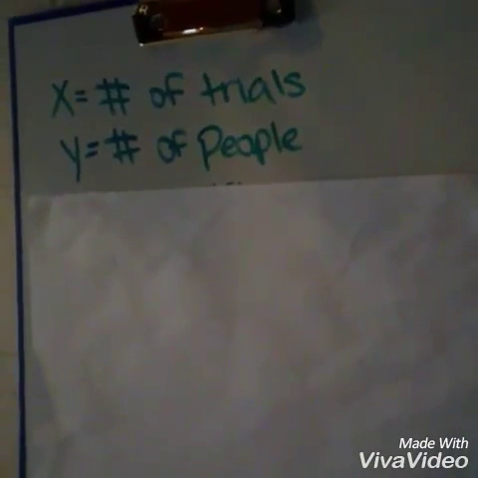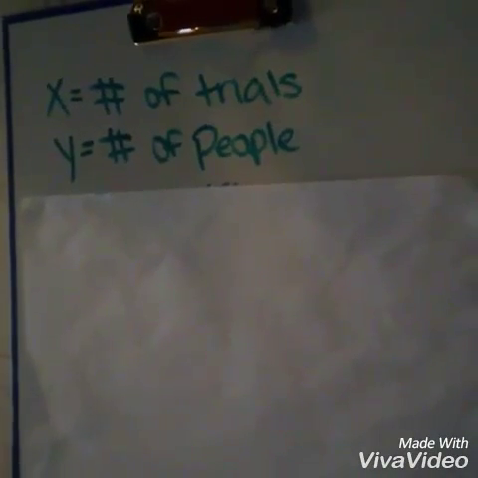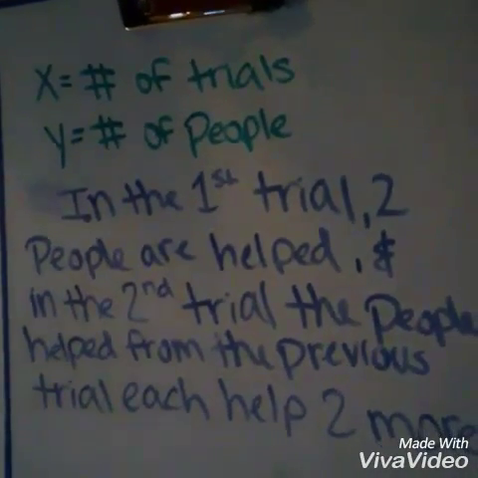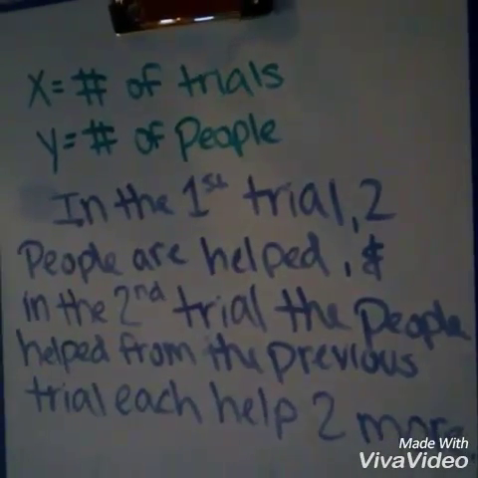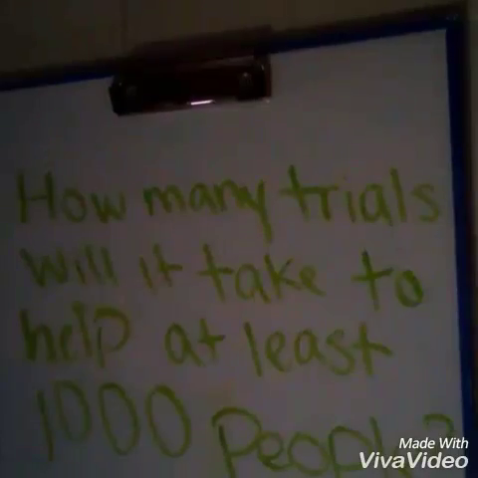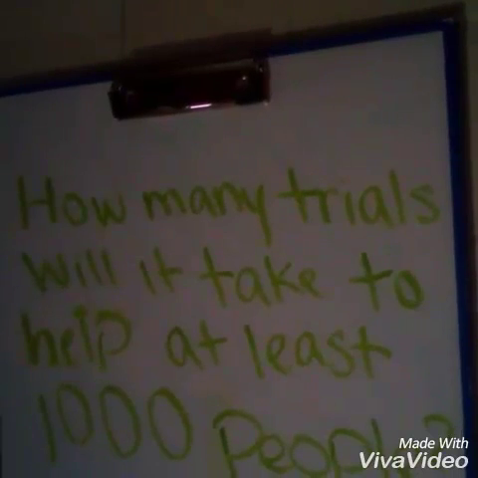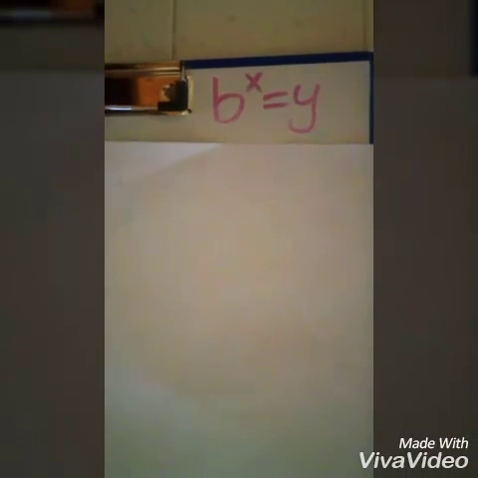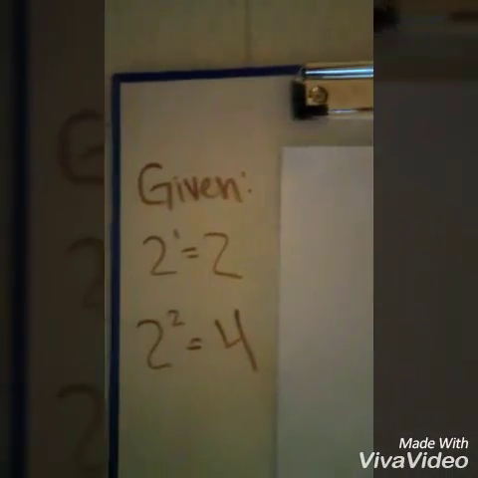Let's assume that x equals the number of trials and y equals the number of people. In the first trial, 2 people are helped, and in the second trial, the people helped from the previous trial each help 2 more. How many trials will it take to help at least 1,000 people? The way we can solve this problem is by plugging in numbers to the parent function until we achieve our desired y value. In the problem, we are given the values 1 and 2 already.